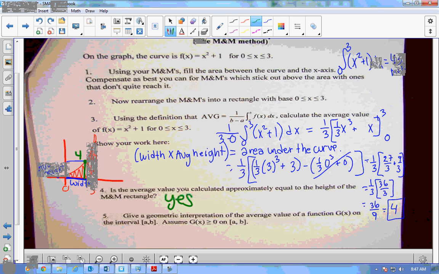Let's look at number 9. It'll be the last one we do. It has to do with average value. Find the average value of this function.